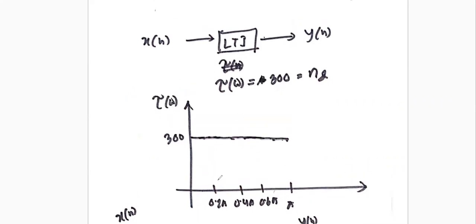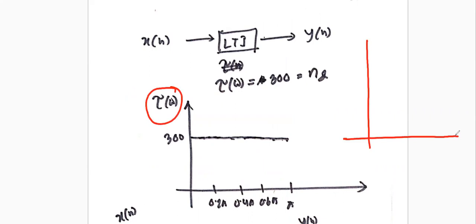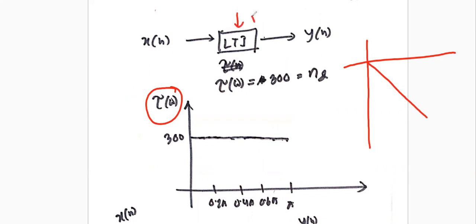The phase response is not mentioned here, but since the group delay is a constant value, we can ensure that the phase response is of course a linear one. From there we can say that this LTI system is an FIR LTI system, a FIR type filter.